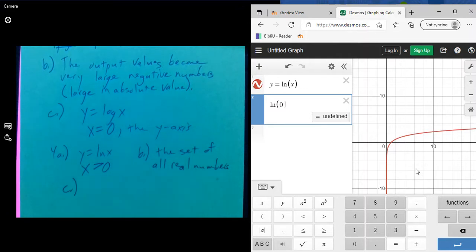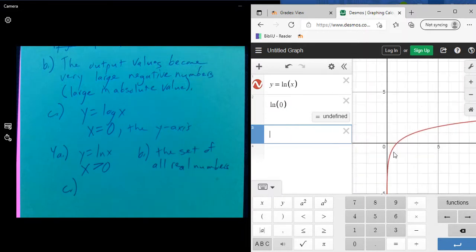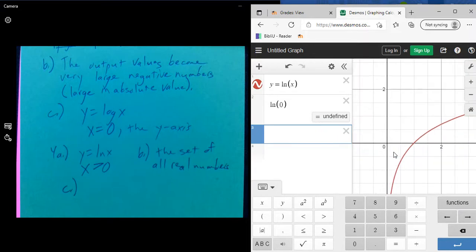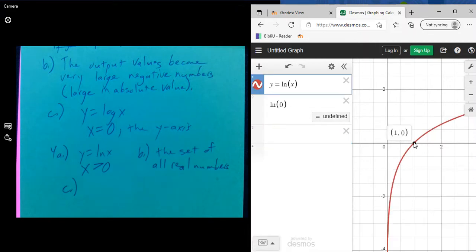Okay, now we go to C. For what values of x is the natural log x positive? Now, if you notice here, they ask us when y equals the natural log of x is positive. So at x equals 1, y is 0. And we know 0 is the midpoint between positive and negative numbers. So it has to be all numbers greater than 1. X value is greater than 1.